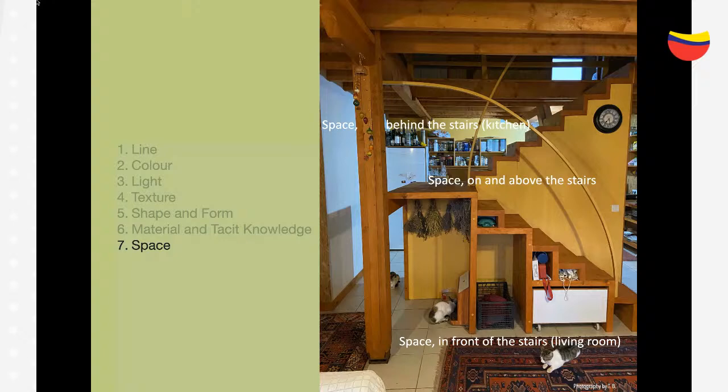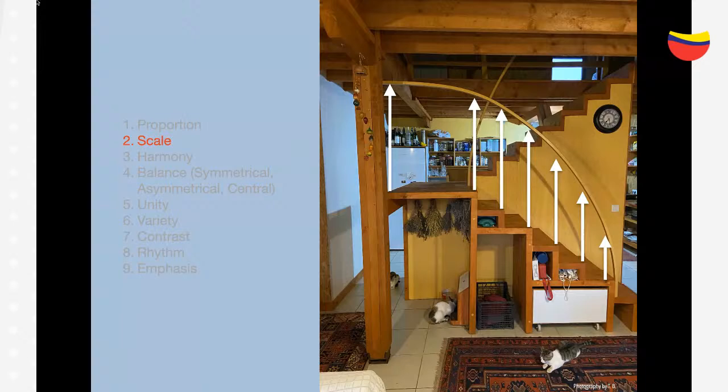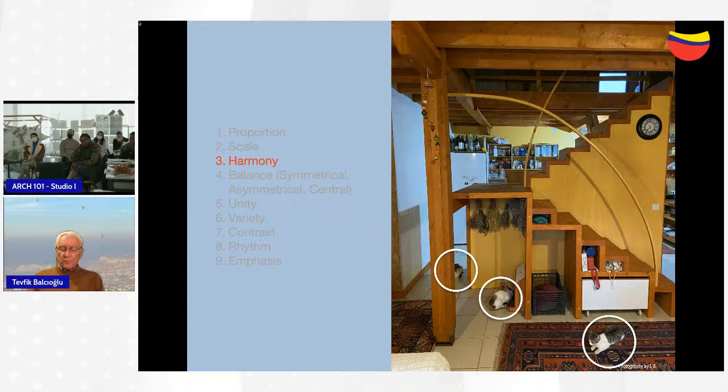Then when we look at the principles, the proportion is there, up and down, and you can see it clearly. The scale, how it's changing, the scale of the handrail, or the harmony created there with different kinds of levels of objects, and also natural harmony. I like these cats lining up. Well, it's an accident, of course, but it may happen.